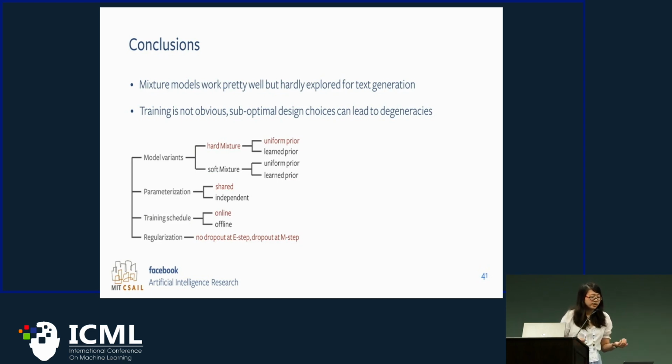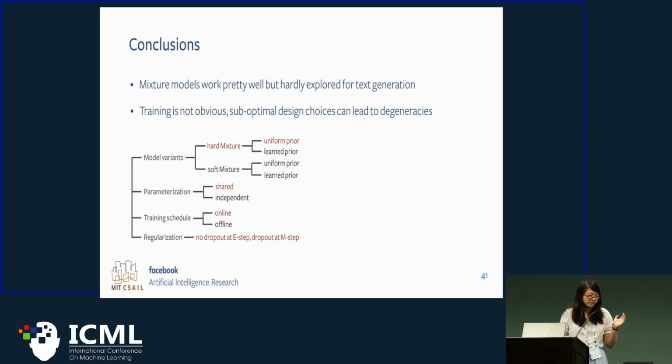Training them is not obvious, and suboptimal design choices can lead to degeneracies. Through our extensive study, we provide recipes for how to get them to work. In particular, we should turn off dropout at each step, and the hard mixture model with uniform prior, shared parameterization, and online training schedule is the simplest one and the most efficient.